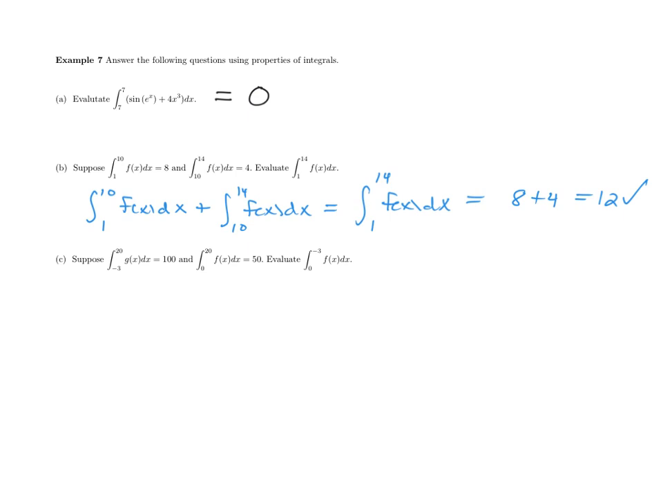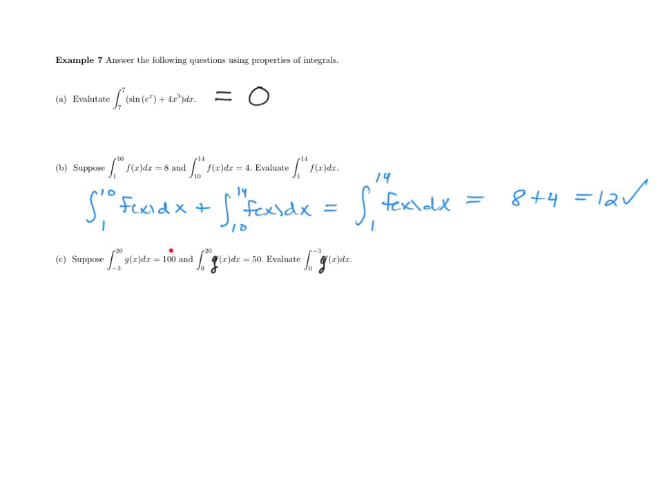And now for part C. I'm seeing that the functions are different. This is a mistake on my part. I want all of these to be the function g. The goal is to figure out this definite integral, and here we're given the definite integral from -3 to 20, and then from 0 to 20. How could I use this information to figure out this? This feels like using this property, but maybe just a little bit backwards.